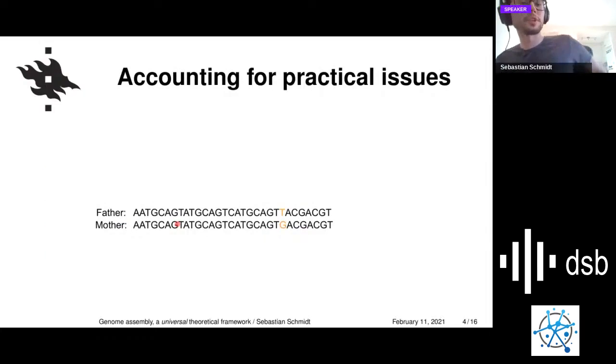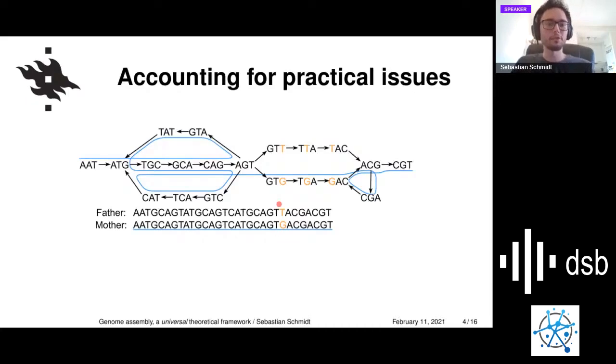Now let's come to the practical issues. So let's look at some genome, for example. I have here a genome from a diploid species. There's a copy from the father, a copy from the mother, and this one's linear. And here there's a single nucleotide polymorphism, SNP. Let's construct the genome graph of this genome. This is an edge-centric de Bruijn graph, and it would look like this. And I drew here as a blue line the genome, the copy of the mother, the chromosome of the mother.